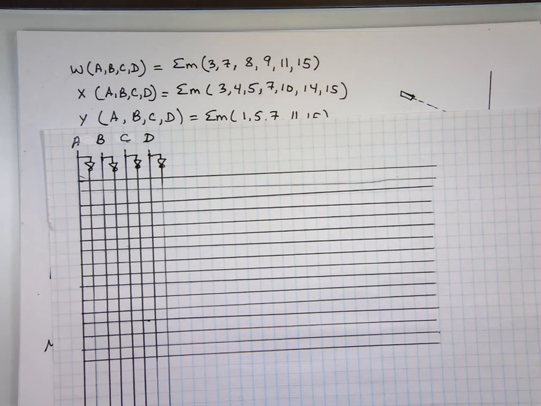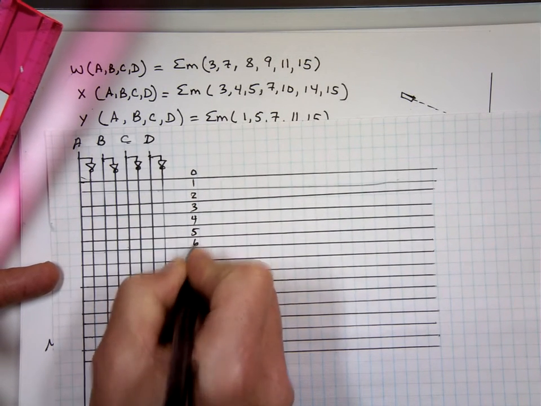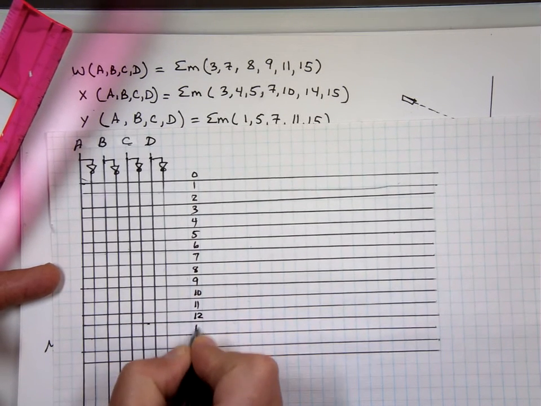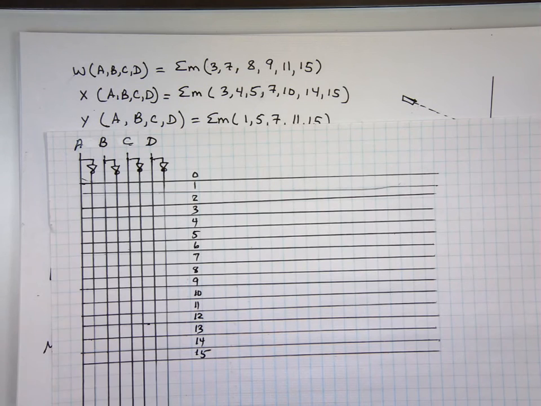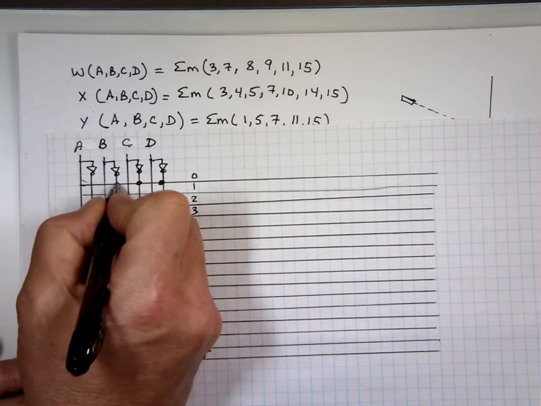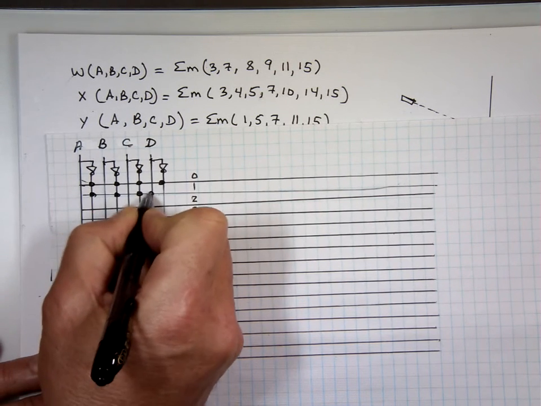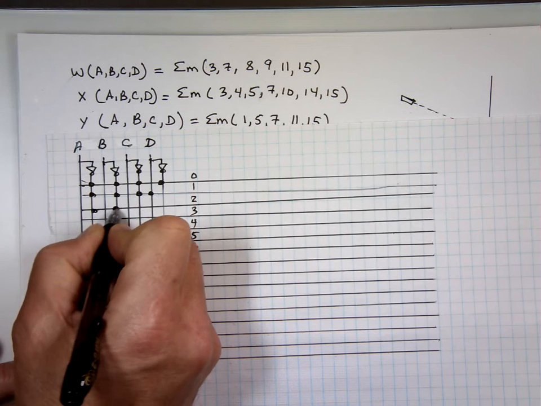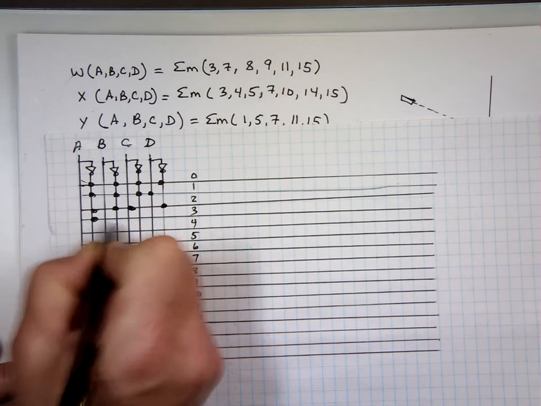And then you have what? Four outputs? So this is 0, 1, 2, 3, 4, 5, 6, 7, 8, 9, 10, 11, 12, 13, 14, and 15. And you're going to connect them. You're going to go, 0 is what? 0, 0, 0, 0. 1 is what? 0, 0, 0, 1. Right? 2 is 0, 0, 1, 0. 3 is what? 0, 0, 1, 1.